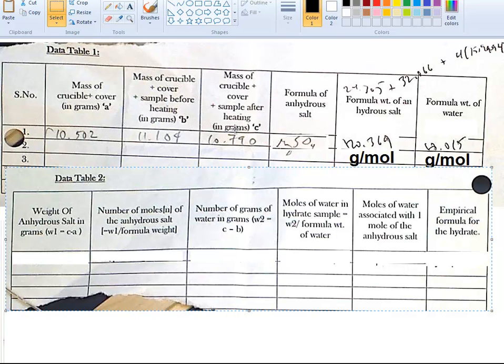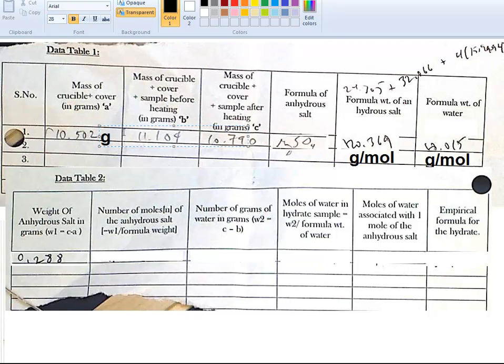So let me do that. This number, 10.790, minus this number, 10.502. These are in grams. And so for that, on the calculator, I get about 0.288 grams. I haven't put the units in here, but you should probably be careful to do that because units are important. Grams.